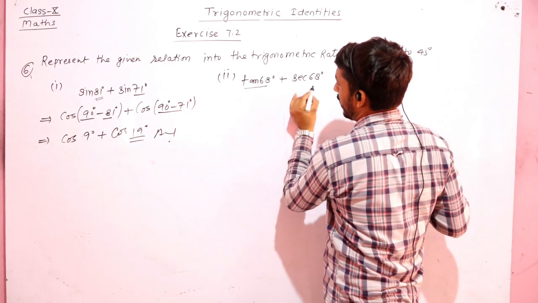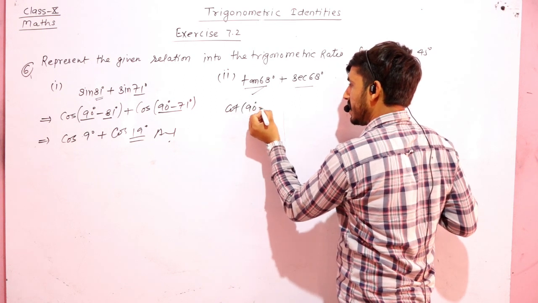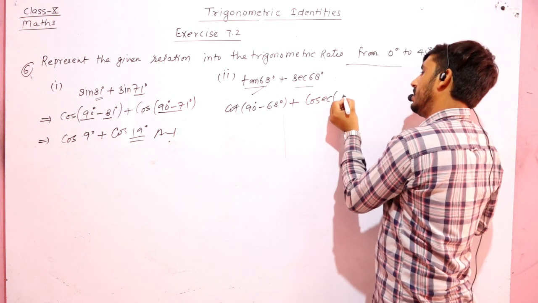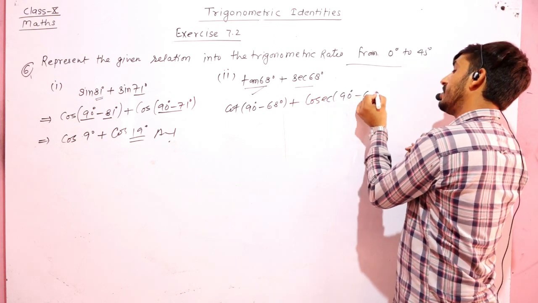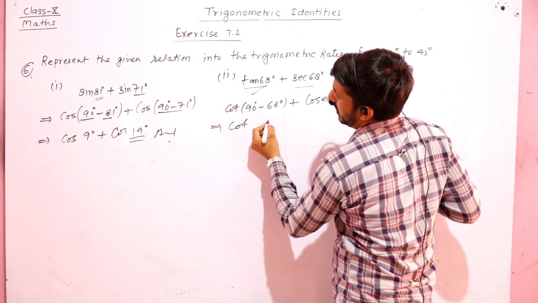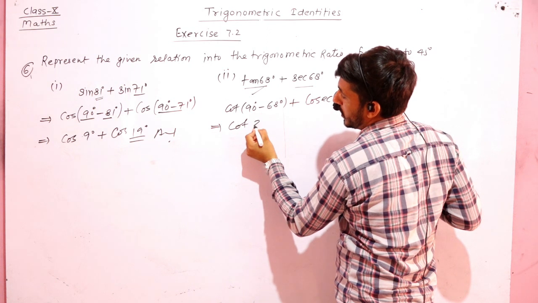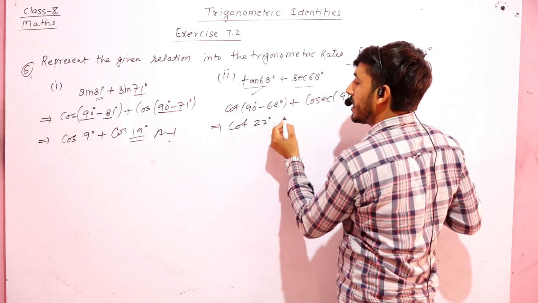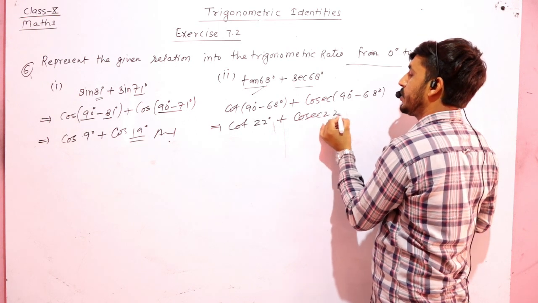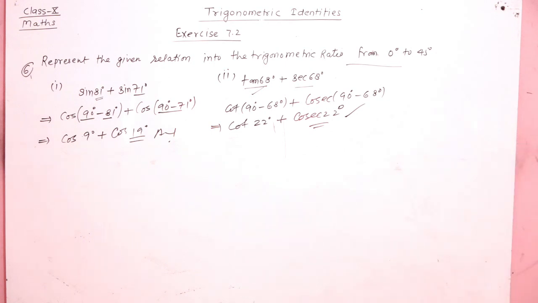Now again the same for this part: we can write cot 90 degree minus 68 degree, and this part is written as cosec 90 degree minus 68 degree. So we can adjust it as cot, now subtract, 22 degree. And plus here cosec 22 degree, as you should write down. This is the desired answer of this question.